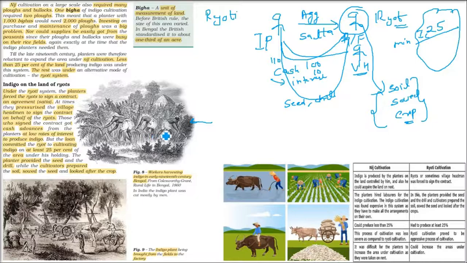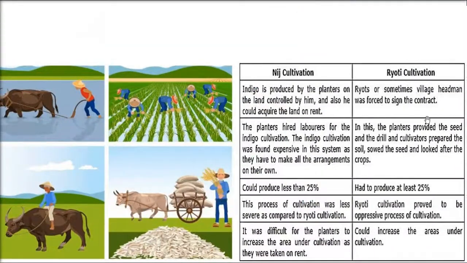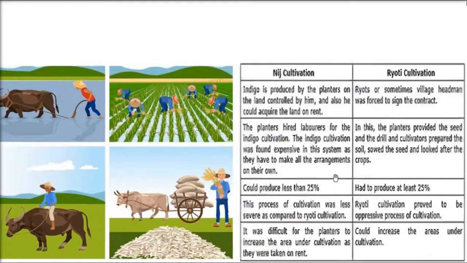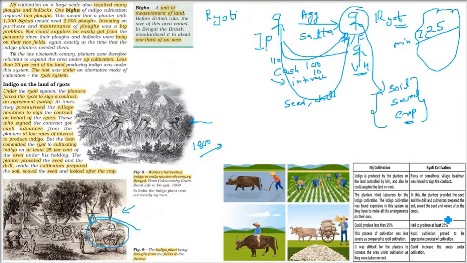So if you see a picture, these are certain workers harvesting indigo, and I'm taking you to the early 19th century of Bengal. Now this picture, if you see, this is an indigo plant, a factory you can say. So it's a factory. The harvested plant has come here to the factory. Nij cultivation and Rayathi, I tried to give you the difference. If you want to have a look, you can have a look here, but most of the things I already told you.